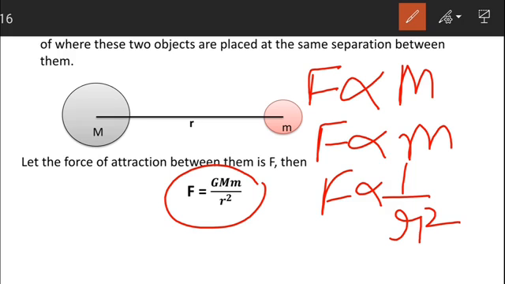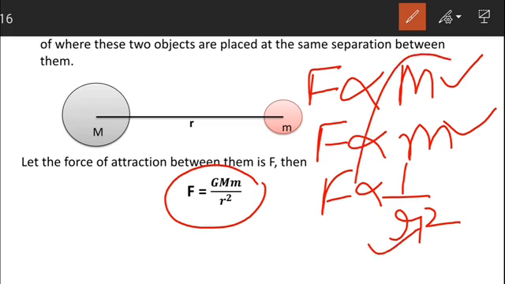the surface of Earth or on the surface of Moon. So what happens? Will the force change? No. The force is not going to change. Why? Because you know mass is constant everywhere. Capital M is not going to change. Small m is not going to change. And also we have maintained the same separation. It means r is also not going to change.